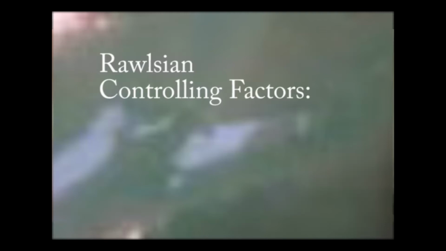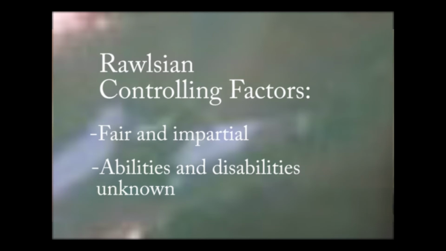Social justice deals with how the benefits and burdens of living in a particular society ought to be distributed. Controlling factors are that the principles have to be fair and impartial. They don't know people's abilities or disabilities, talents or weaknesses, and there's no idea about their position in societal structure. In essence, we're dealing with what Rawls calls a veil of ignorance.